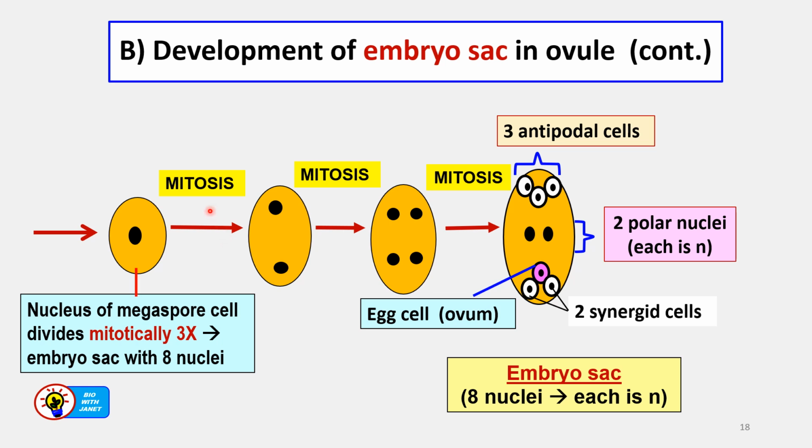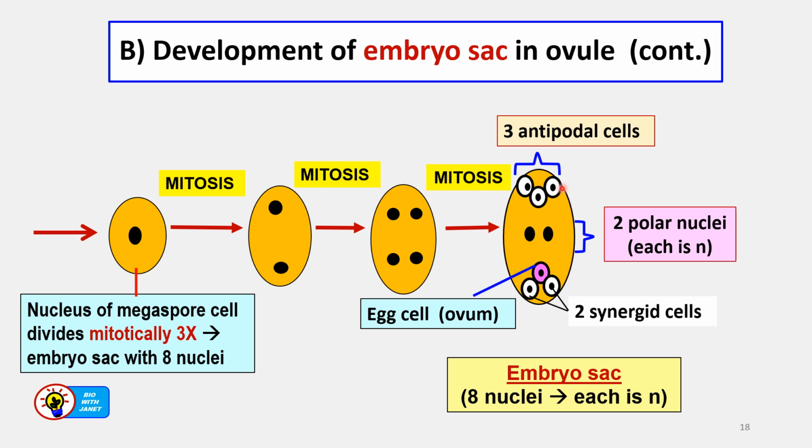So let's continue with the discussion on the embryo sac. After the formation of the megaspore cell, the nucleus of each megaspore cell will divide by mitosis 3 times to produce an embryo sac with 8 nuclei, as seen at the end here. Each time the nucleus divides, it will divide into 2. So from one nucleus, after the first process of mitosis, 2 nuclei are formed. Then, again, through mitosis, 4 nuclei are formed. 2 times 2 equals 4. And lastly, by the third process of mitosis, 4 nuclei become 8 nuclei. 4 times 2 equals 8.